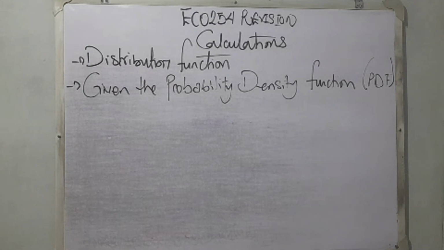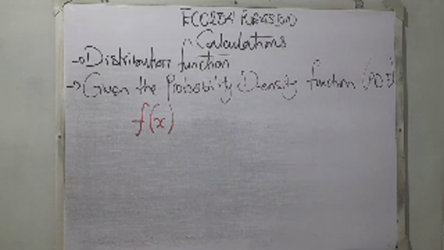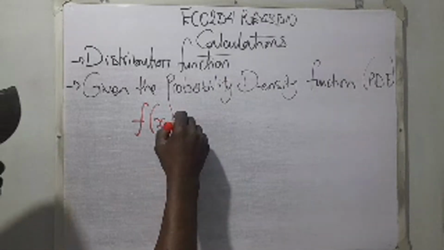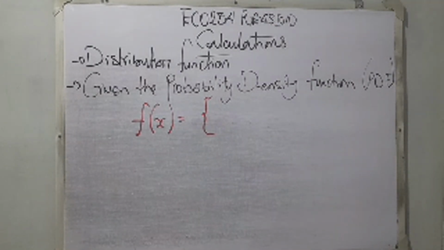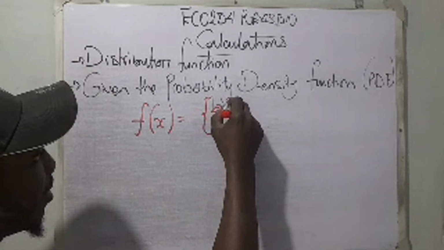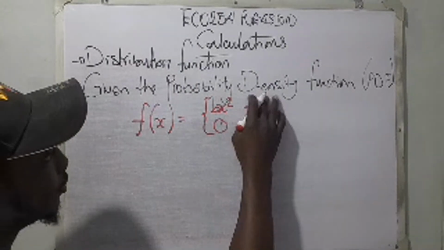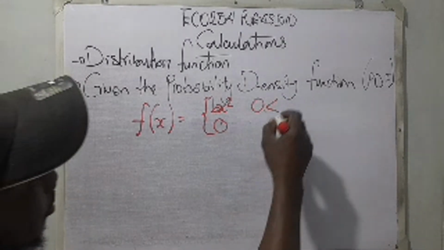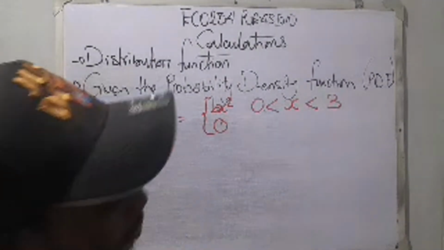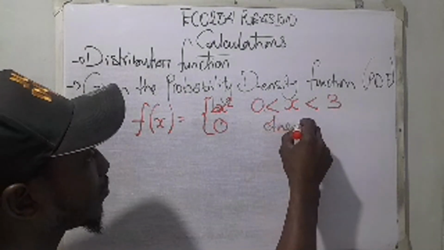The function of x, we have b x raised to the power of 2, and we have 0 less than x less than 3, and here we have 0 otherwise.